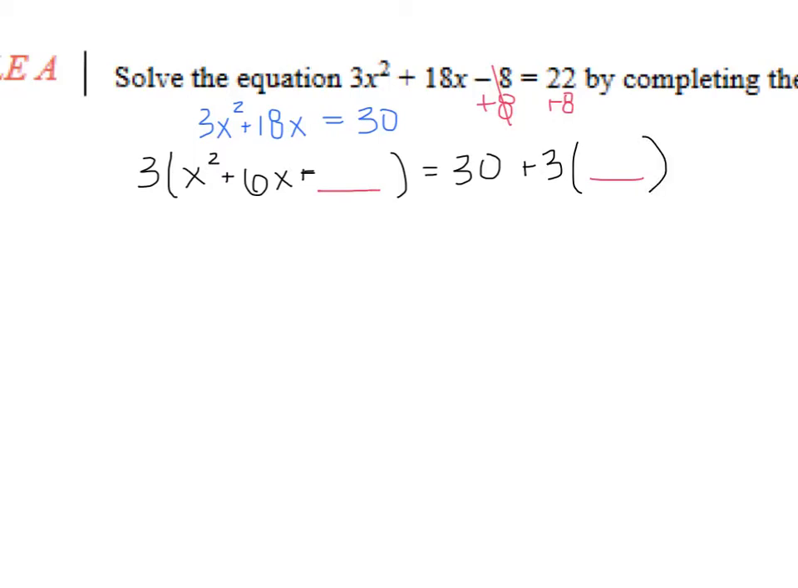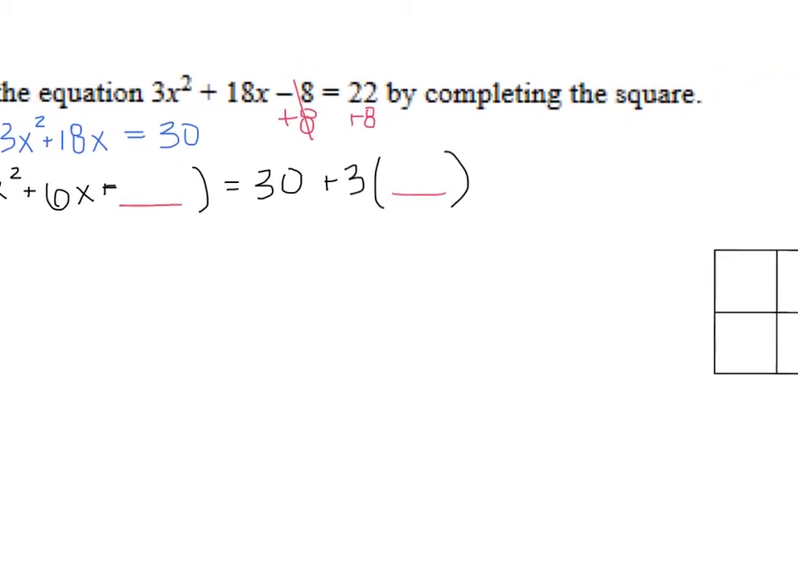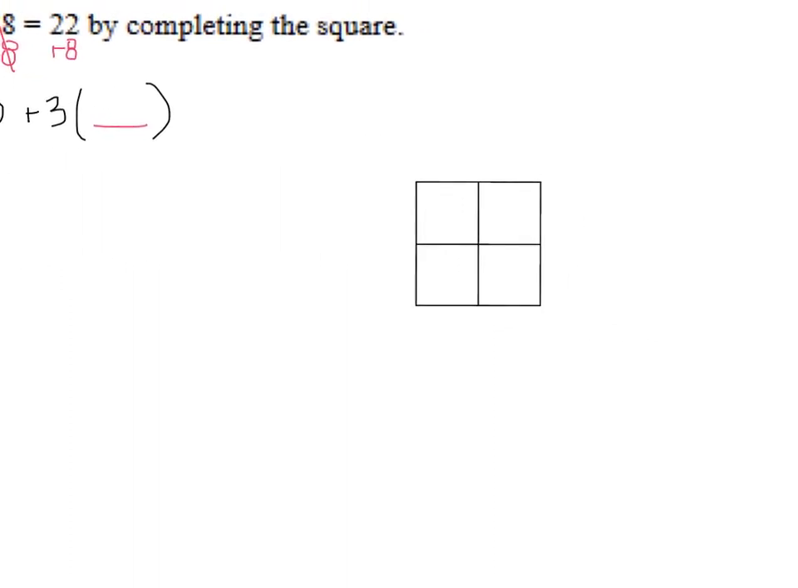Once we have factored out that 3, now we can set up our box. So remember, we always take our b term and we cut it in half. When we take our b term here, it's 6x. 6x divided by 2 is 3x. So that's what goes in our opposite corners. We always have x squared in the top, and then we need to figure out what our last box is going to be.